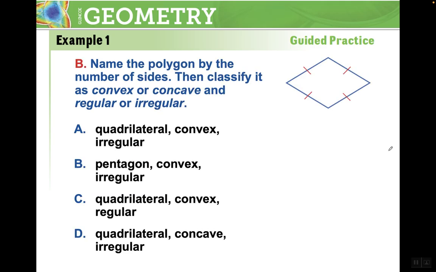Here's another one. Well, it's a quadrilateral and it is convex, but it's not regular. Okay? If you note, all the sides are the same, but your angles are not the same measure. So here and here, not the same.